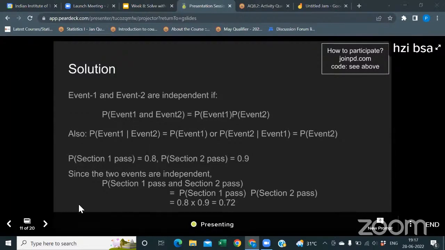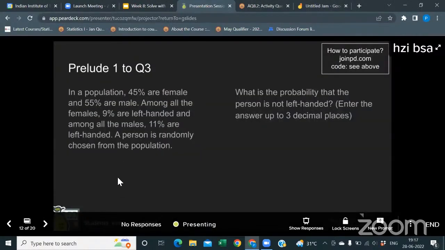Okay, let's move to the next slide. This is the prelude for the third question. I think 5 to 6 minutes will be more than enough for this. Yeah, please proceed.